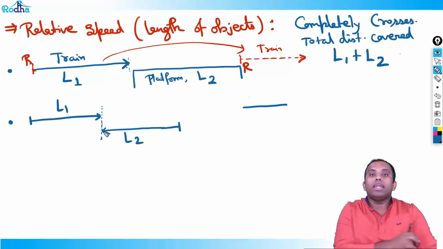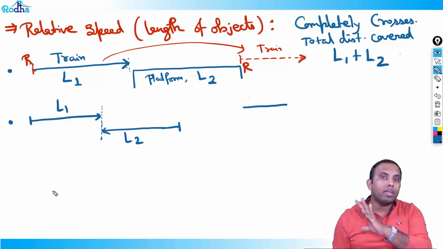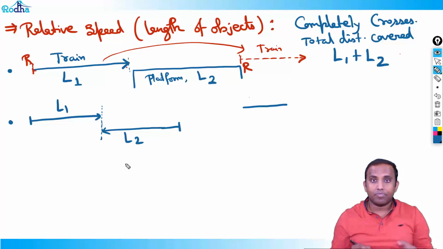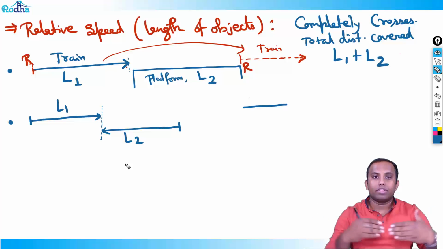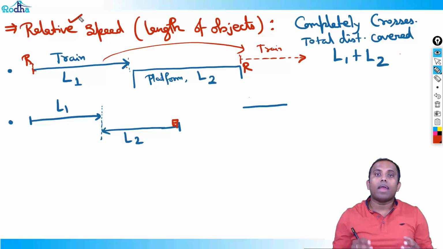This is what we're talking about in relative speed. I'm talking about relative distance, not the actual distance. So what is the relative distance? Here this is length L1. Now suppose you are sitting at this point in a train. Relative distance, or relative speed, means what has happened with respect to a moving object, that is, with respect to you. You have to observe what has happened with respect to you.